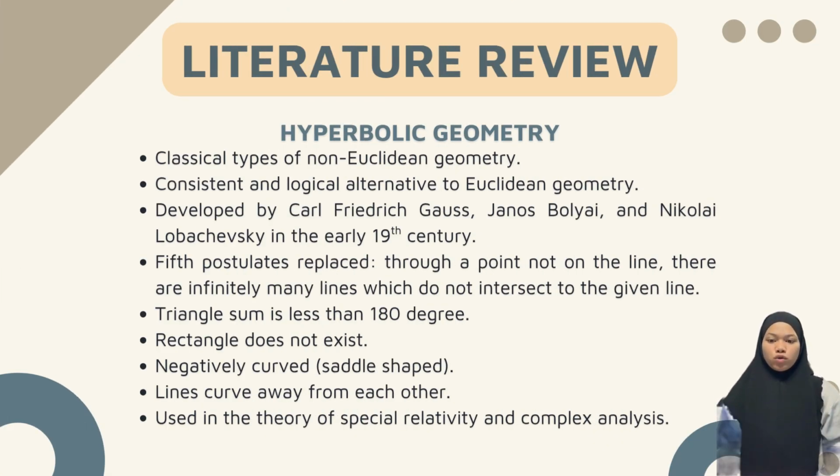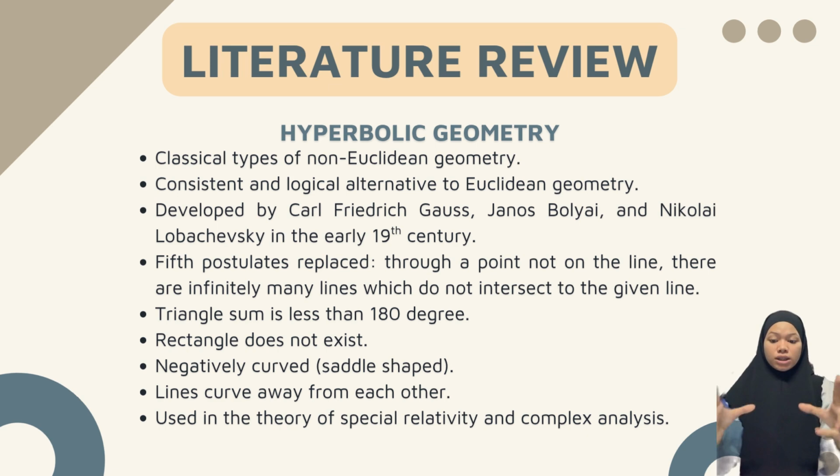So what is hyperbolic geometry? Hyperbolic geometry is one of the two classical types of non-Euclidean geometry. It was developed independently by Carl Friedrich Gauss and two other mathematicians in the early 19th century. It is a consistent and logical alternative to Euclidean geometry, modifying Euclid's fifth postulate, known as the parallel postulate. Instead of only one parallel line through a point, in hyperbolic geometry there are infinitely many lines through that point that do not intersect the original given line.